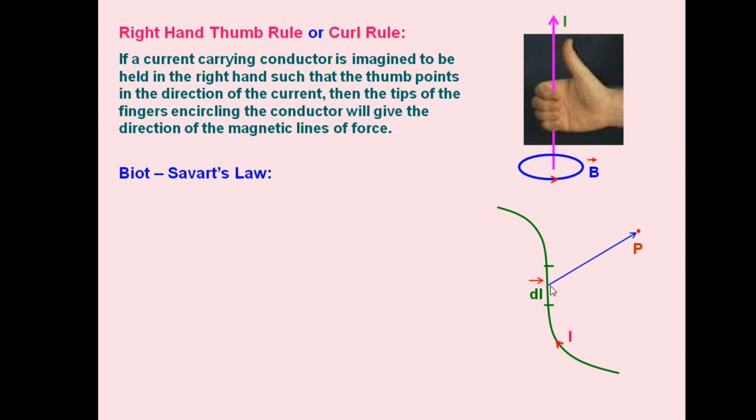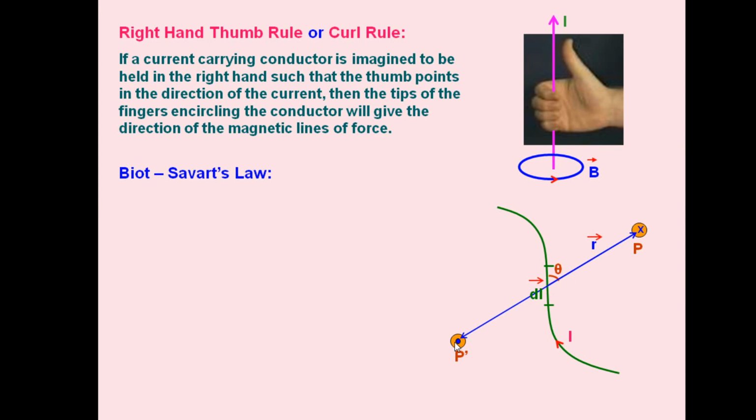This current element is at a certain distance from the point P, which is denoted as r, and it is making a certain angle theta with the direction. At point P as well as at point P dash, which is also at a certain distance r, the direction of magnetic field here is denoted by a cross, which means the direction of magnetic field is inward to the plane of the paper. Similarly, at point P, it will be denoted by a dot, which means coming out.